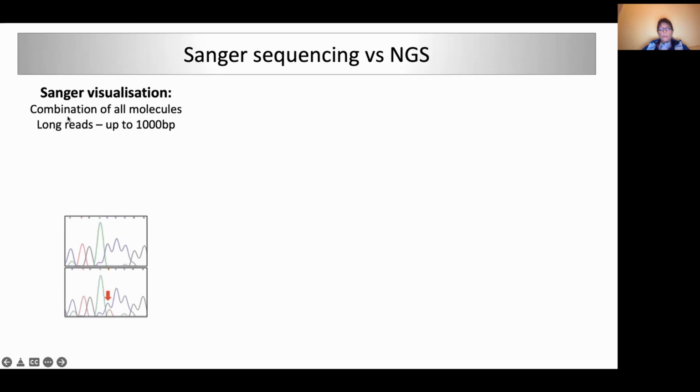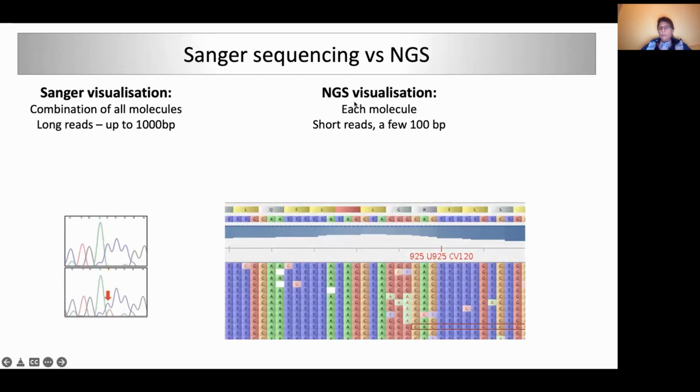The other difference is that Sanger sequencing tends to be much longer, so it's around 1,000 base pairs. In next generation sequencing, you're sequencing each individual molecule, and that is a row shown along here. And the other important feature is that they're very short reads. At the moment, the vast majority of platforms use sequencing which only gives you a couple of hundred base pairs.